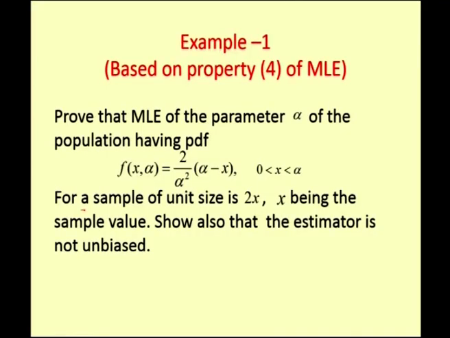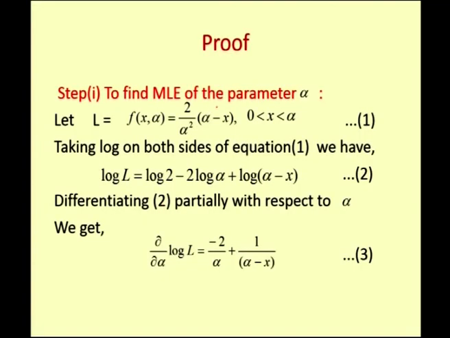Here you have to mind that it is for a sample of unit size. So, for a single sample only you are going to find out. Let us see how this problem is going to be done. Here step 1, I am going to find out the MLE of the parameter alpha. Here my density function is f of x comma alpha equal to 2 by alpha squared into alpha minus x, where 0 is less than x is less than alpha.